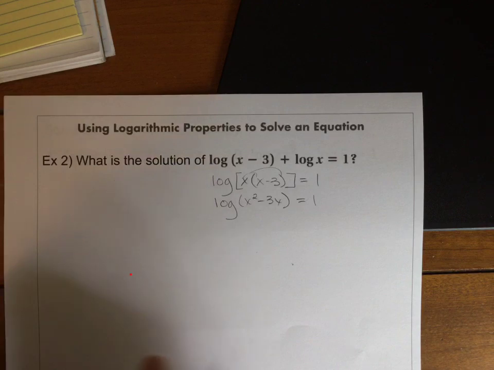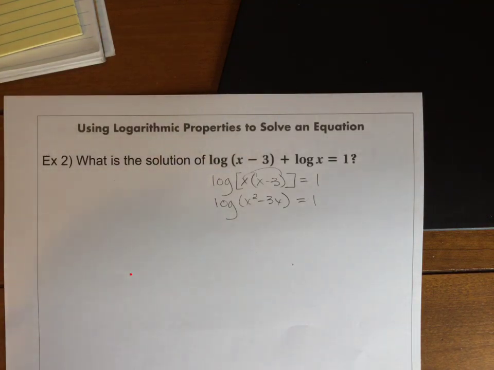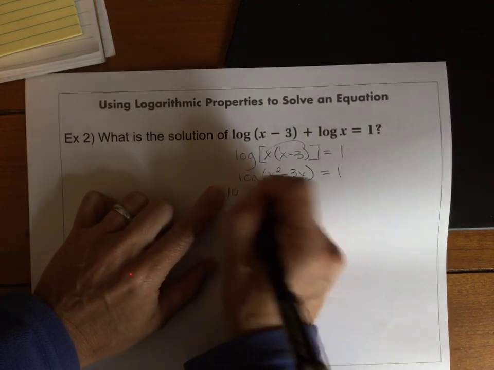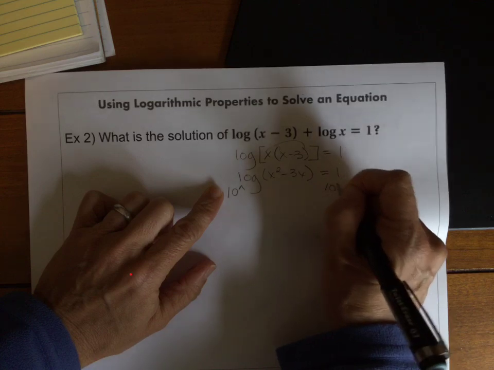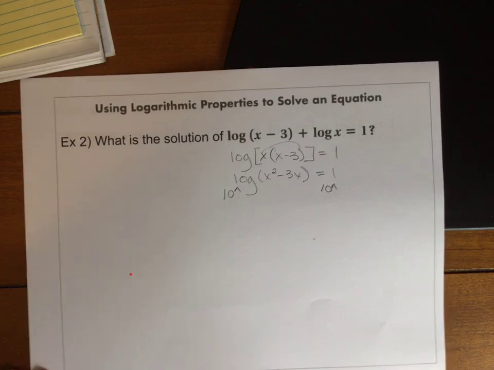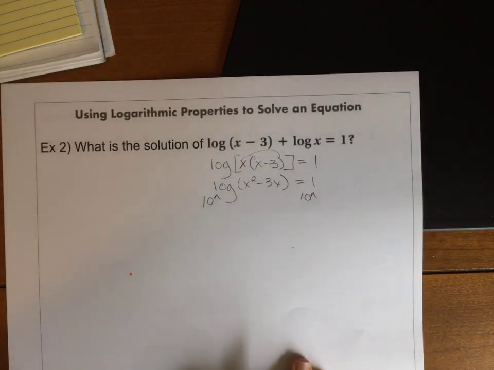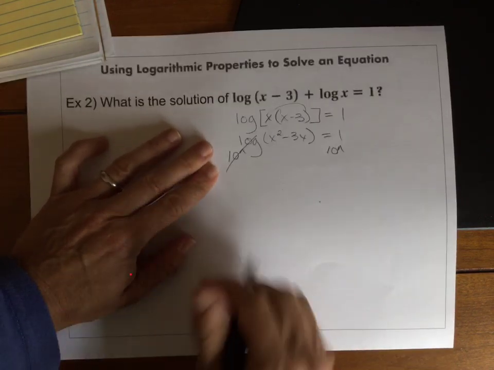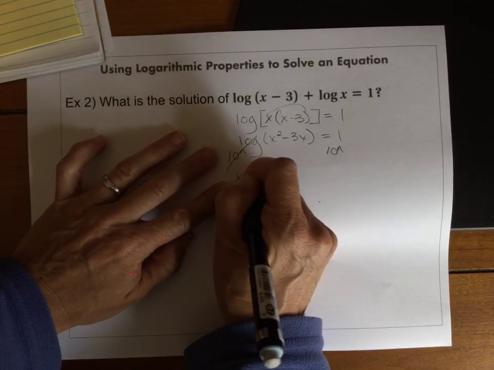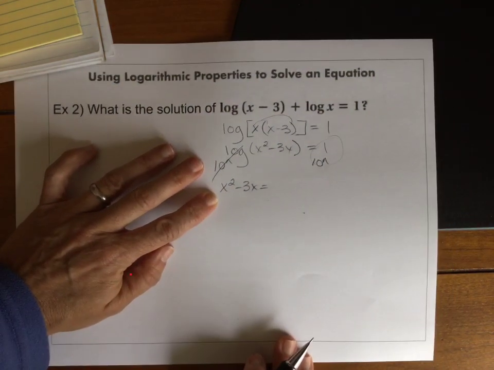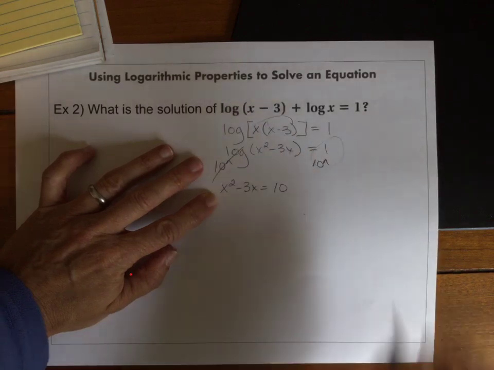And now that I have log in just one place, now I'm going to undo just like I did with task number 1. So since this is base 10, I'm going to say it's 10 to the power of on both sides. If this was base 6, you would do 6 to the power of on both sides. You would undo using the same base. So these undo each other. And this gives me just x squared minus 3x. And over here, this 10 to the first power, that just gives me 10.